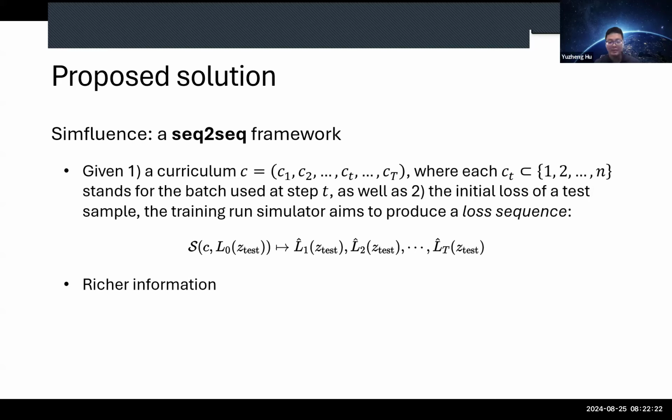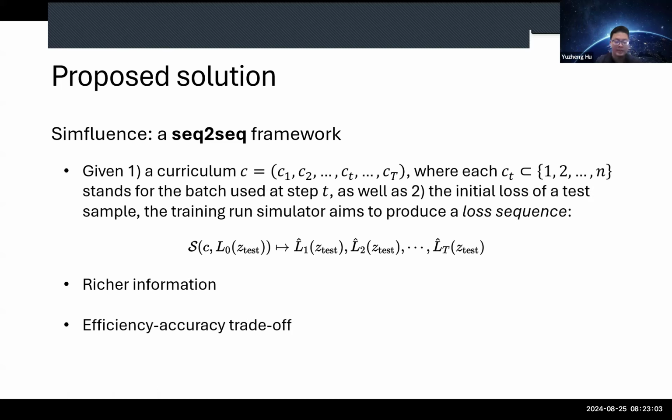Because you see that it's very flexible for us to, say, remove a sample, and then correspondingly there are some changes in this curriculum. We can also change the order of the samples that are used in this curriculum. By being able to simulate the loss sequence, we are able to reason or argue counterfactually. So providing rich information is a very important advantage of this framework.